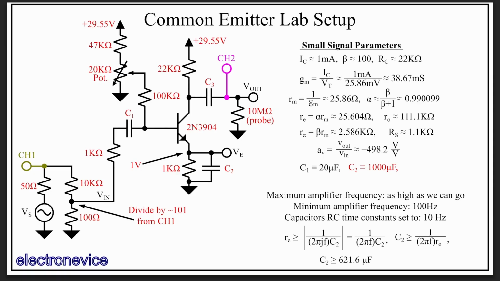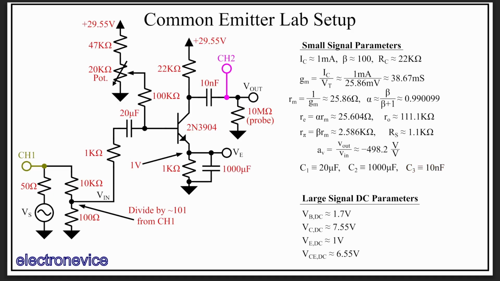Finally, looking at C3, this is merely an AC coupling capacitor to eliminate the DC output voltage when connected to the oscilloscope. So the input impedance of the oscilloscope probe is 10 megaohms. This is quite a bit higher than our other resistances. Plugging it into the same equation as before, we get the much smaller value of about 1.6 nanofarads. We'll set this capacitance to 10 nanofarads, which is quite easy to do and will give us some more margin on this value. We don't want to set it too high or it will take forever for the initial turn-on transient of the system to settle out. So here we have our full common emitter lab setup.